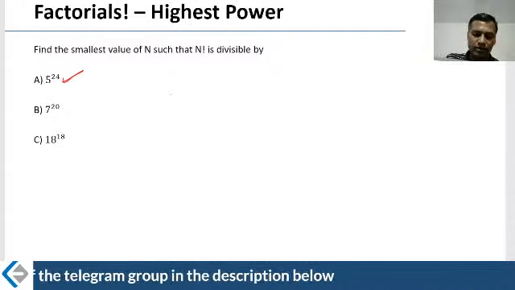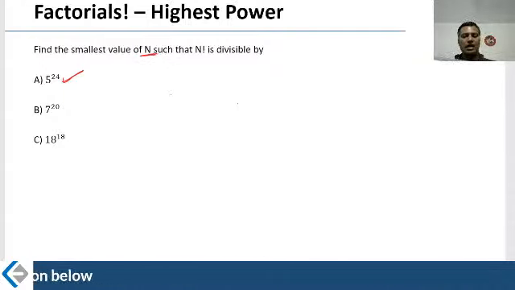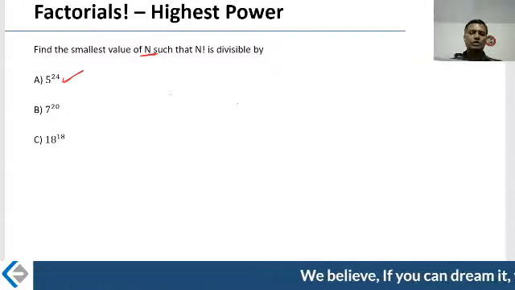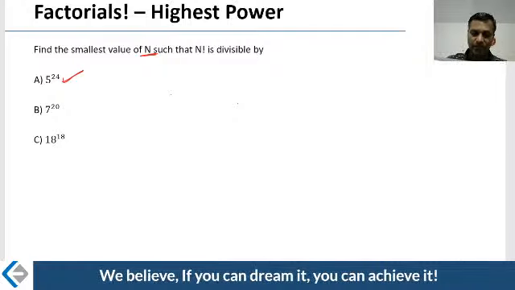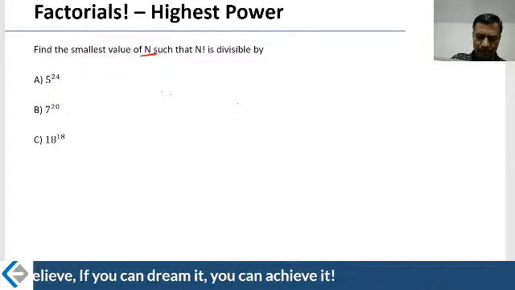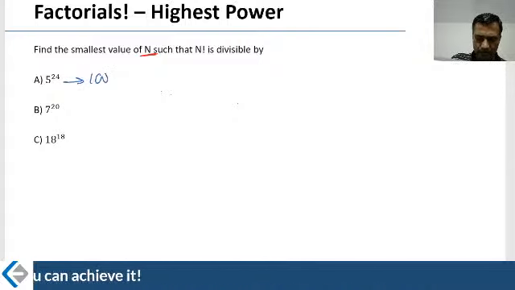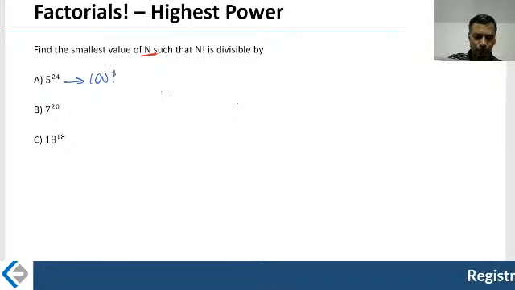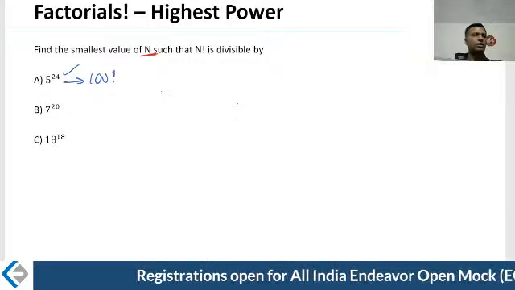Now you tell me what is the smallest value n can take, because for the largest value there is nothing like that. This might sound familiar. 100 was the answer here, because in the previous slide I had 100 factorial, and for 100 factorial you got 24.